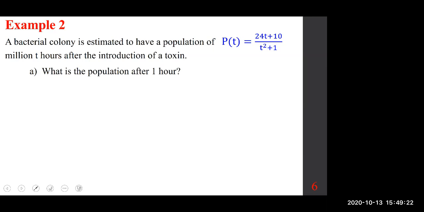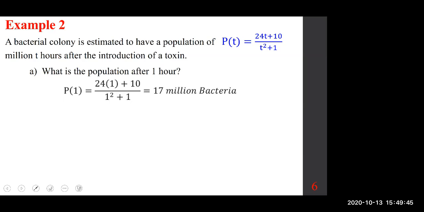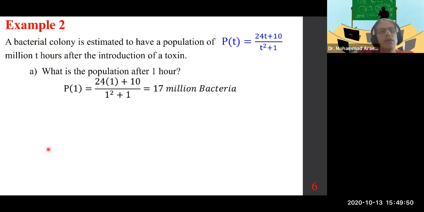Please. Example 2, a bacterial colony is estimated to have a population of P of t equals (24t plus 10) over (t squared plus 1) million, t hours after the introduction of a toxin. What is the population after 1 hour? Thank you so much, Zaina. The very first part is basic algebra, plug in number 1, and just answer it accordingly. Because it's in millions, 17 means 17 million bacteria.